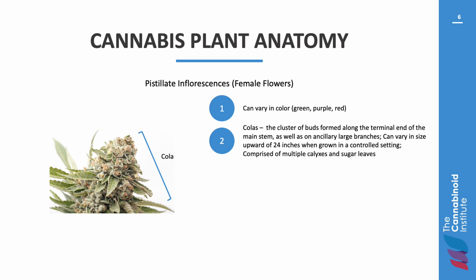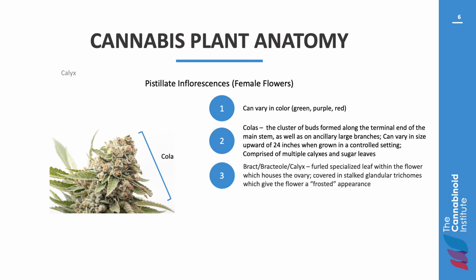The bract, also known as the calyx, is a furled, specialized leaf within the flower which houses the ovary. The bracts are covered in stalked glandular trichomes, which give the flower a frosted appearance. Each bract also typically contains 2 long, hair-like structures known as stigmas.